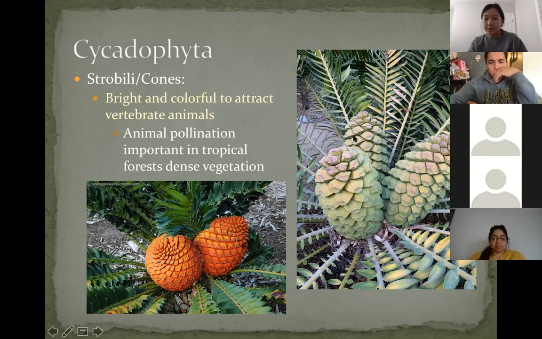So these are examples of some female cones right here. This plant is actually in the Mesozoic garden. I actually took this picture. And then these are another example of some female cones of cycads as well.